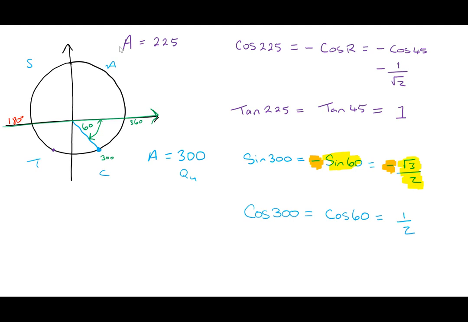If I want to look at tan 300, that's going to be the same as tan 60, because it's always going to be the same as the reference angle, but tan is negative in the fourth quadrant. So tan 60 is root 3, but because it's in the fourth quadrant, it's minus root 3.